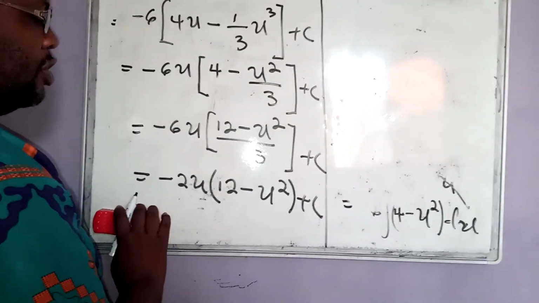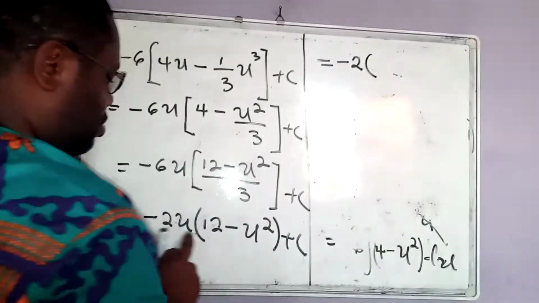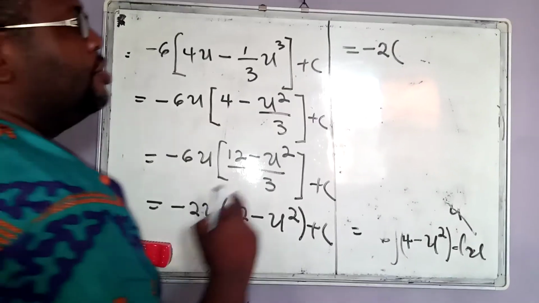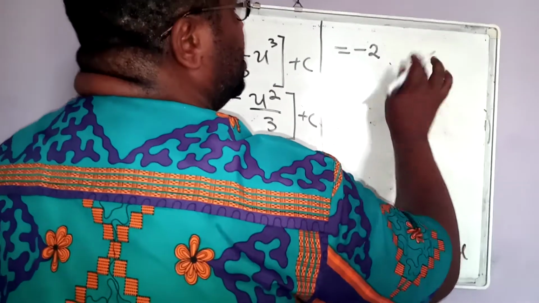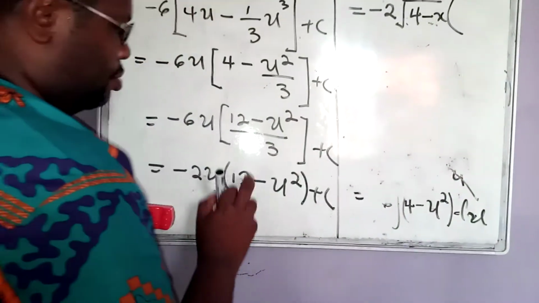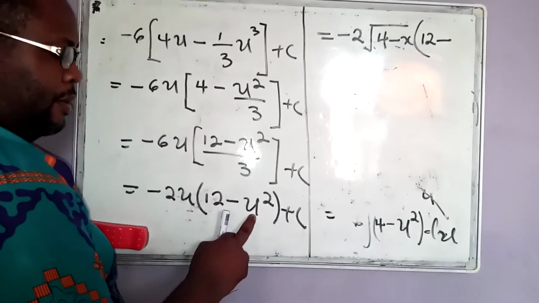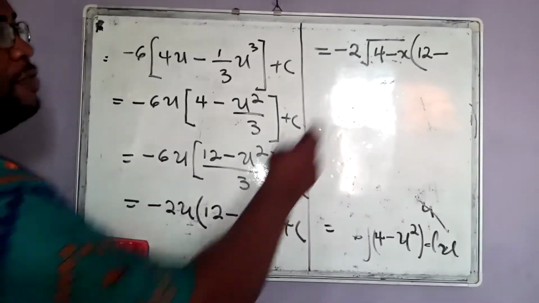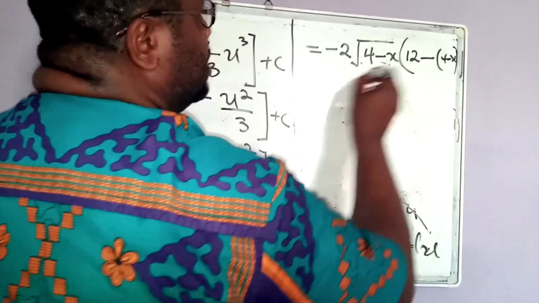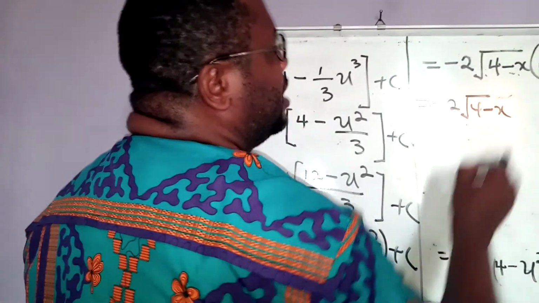So if we now go back to substitute, this becomes equal to minus 2 into, now what was our u? Remember that u was simply the square root of 4 minus x. So we have minus 2 square root of 4 minus x into 12 minus u squared. U squared was simply 4 minus x. So we have 4 minus x, and then I close that.